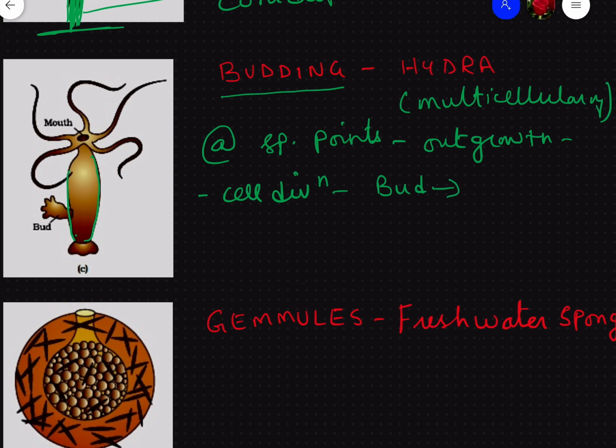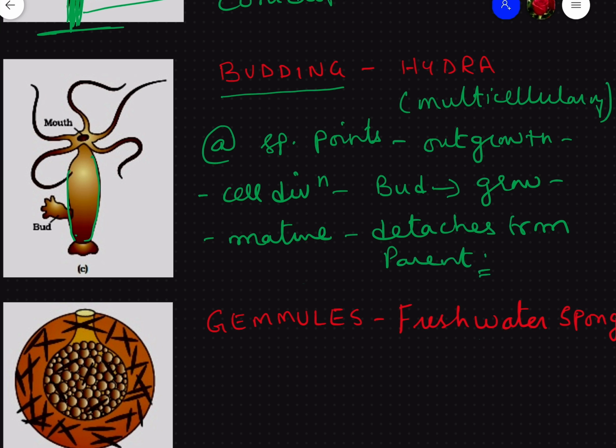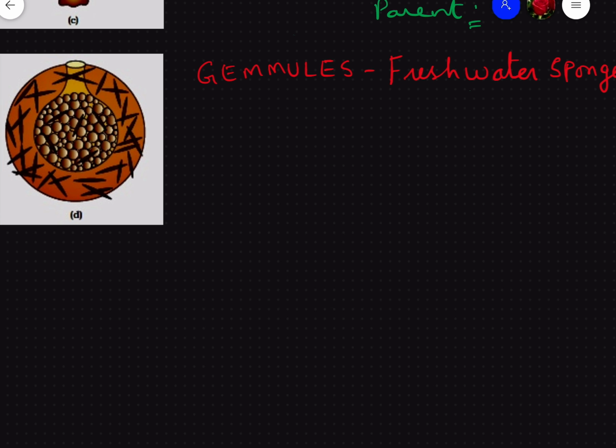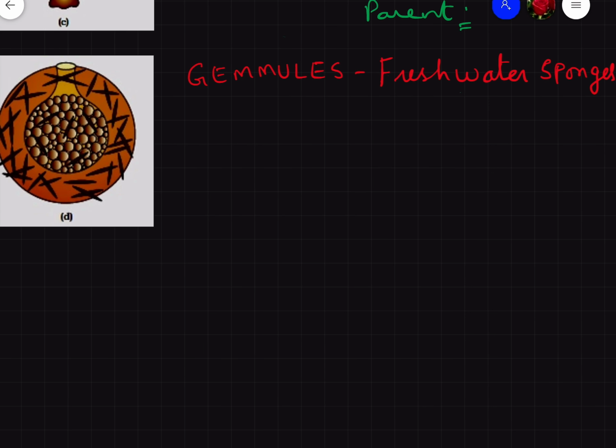This bud will eventually grow and mature, and it detaches from the parent. Detaches means separates from the parent body. It starts leading its individual life. Now this is a kind of asexual mode of reproduction seen very commonly in Hydra. Now the last image is the gemmules in freshwater sponges.